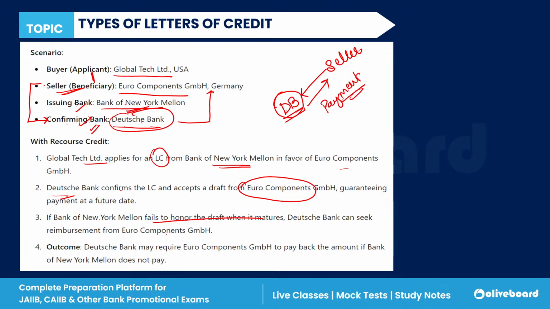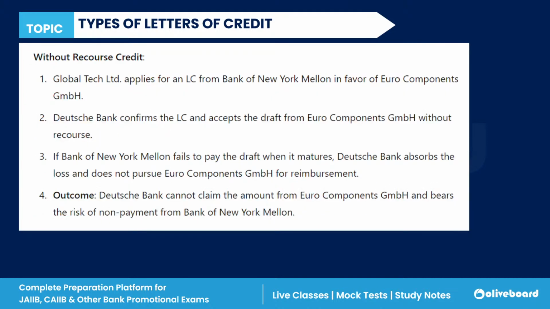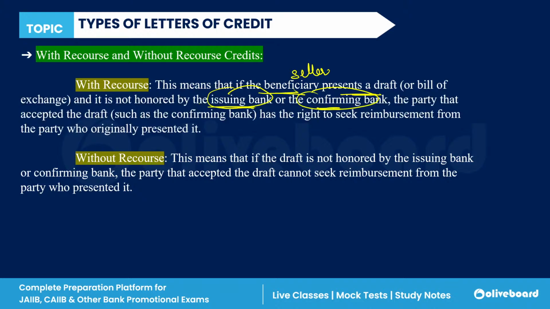Whatever payment the confirming bank has made to the seller, they have to give back to the confirming bank. Why? Because it is with recourse. Now without recourse, everything is the same. In without recourse, if the issuing bank defaults on payment, the confirming bank has no right to demand repayment from the seller. Here the confirming bank has to bear all the loss of non-payment from the Bank of New York. So this is with recourse and without recourse.